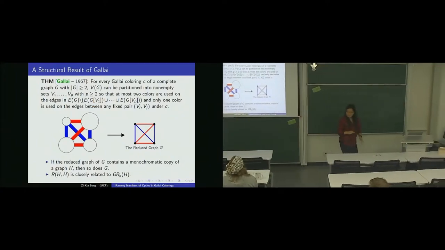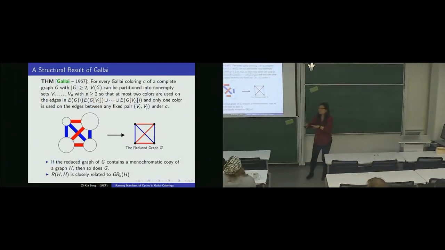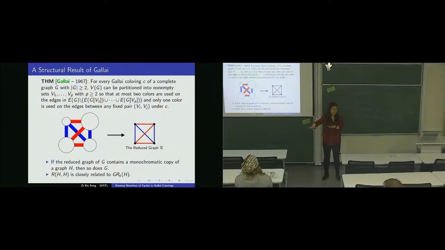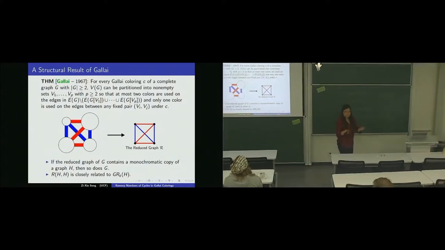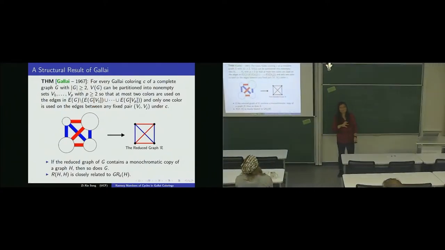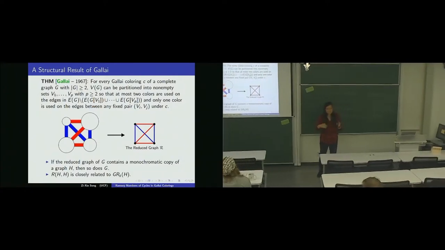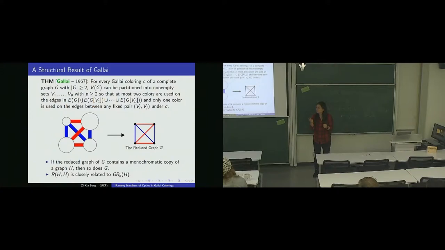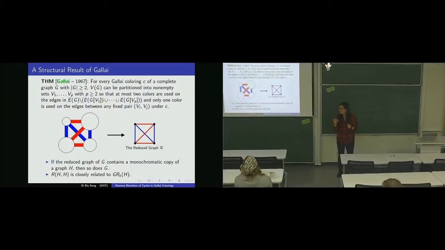Now, what does it say? So I'll give you a complete graph, and the edges are Gallai colored, with no rainbow triangles. It gives you a partition of the vertices of the complete graph into parts. How large each part should be, you have no clue, but I know I have at least two parts. If you pick any two parts, all the edges running between them are monochromatic, colored by the same color. And among the parts, edges running between different parts, you only see at most two colors.